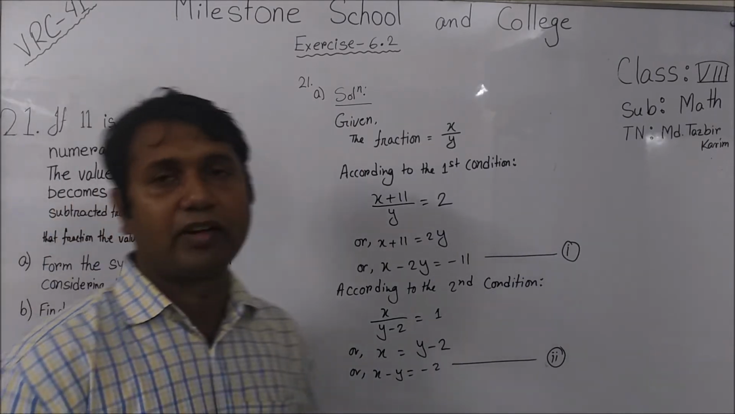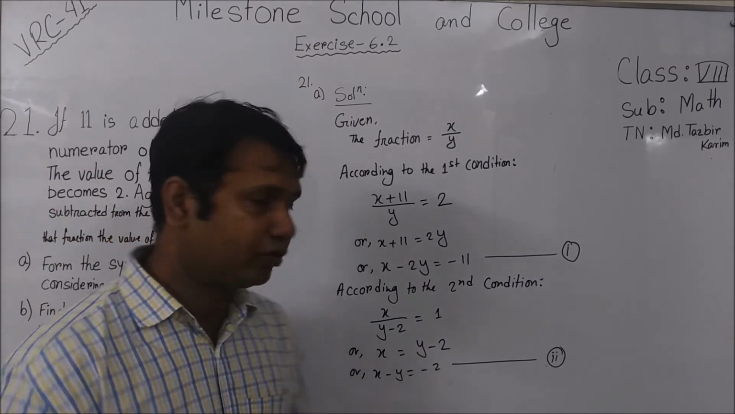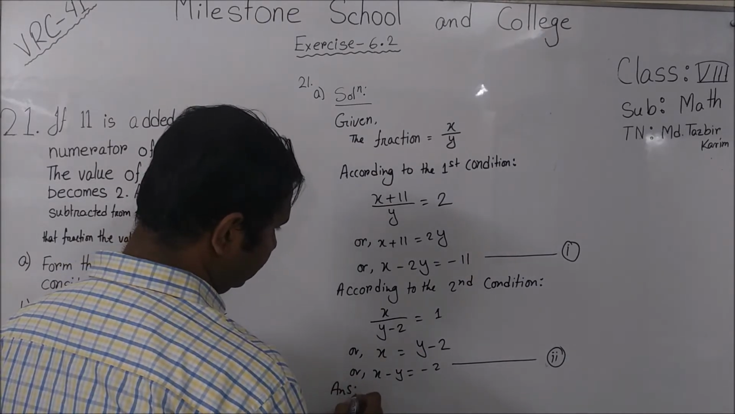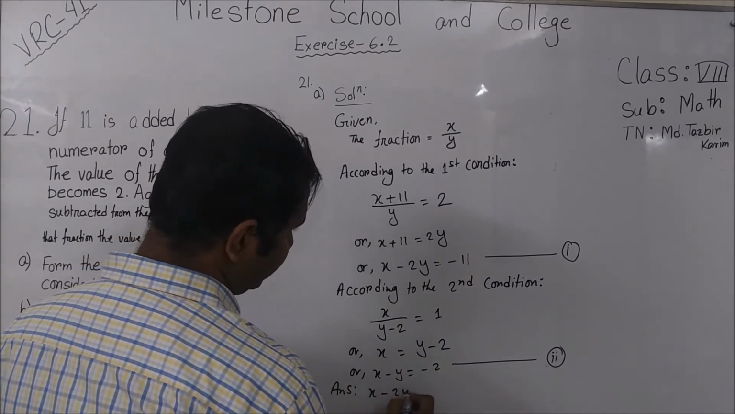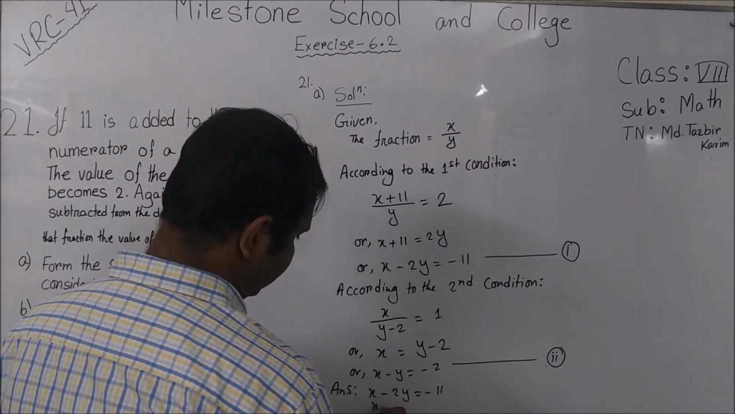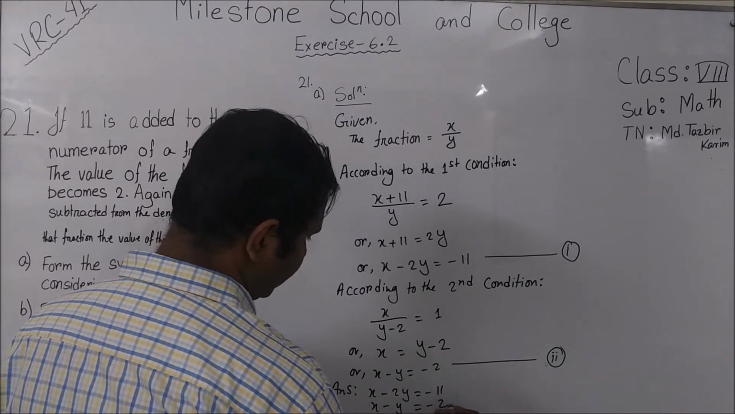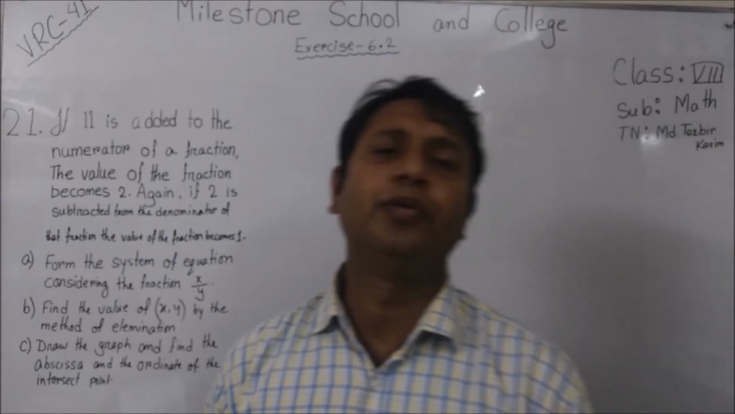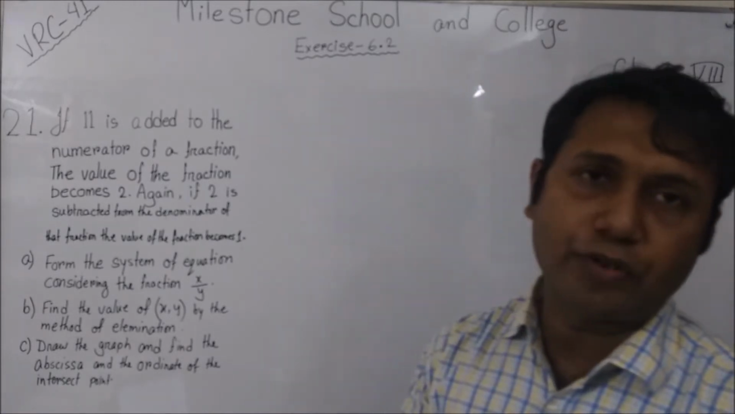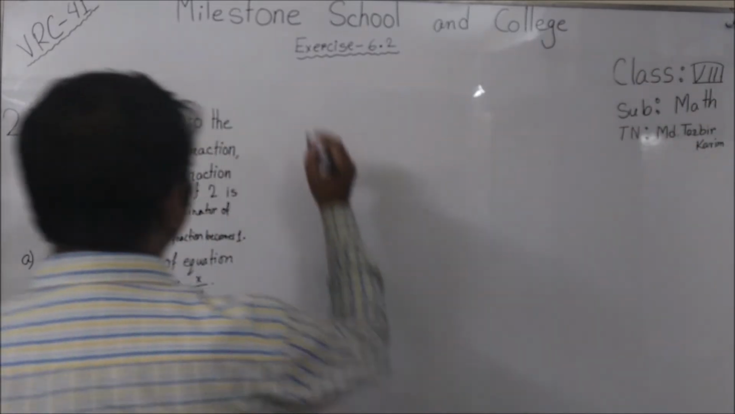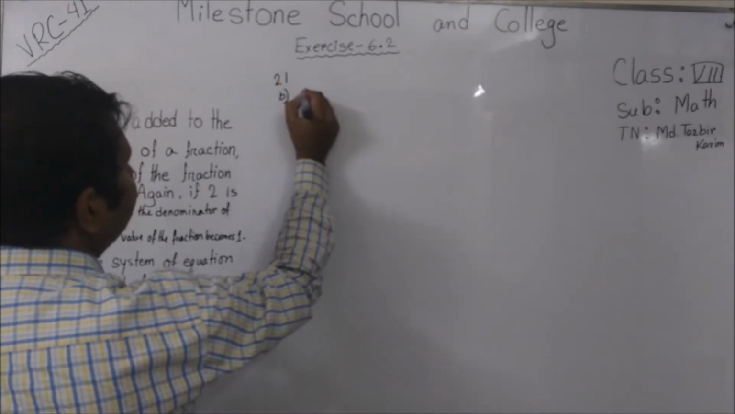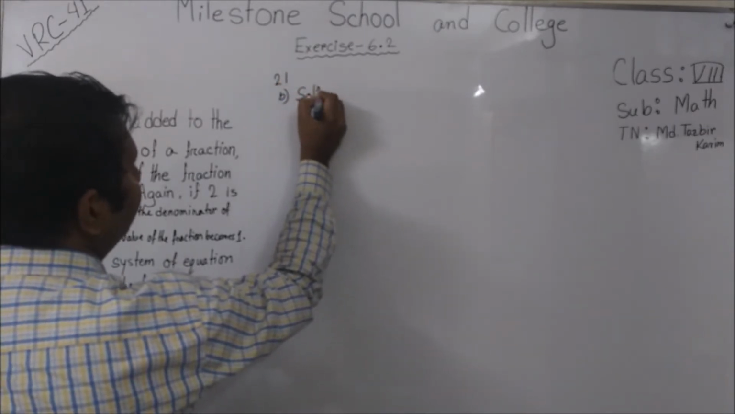Okay, this is our answer. So we have to write the answer: x minus 2y equal to minus 11, and x minus y equal to minus 2. Now we are going to solve question number B, 21. So question number 21, B, solution.